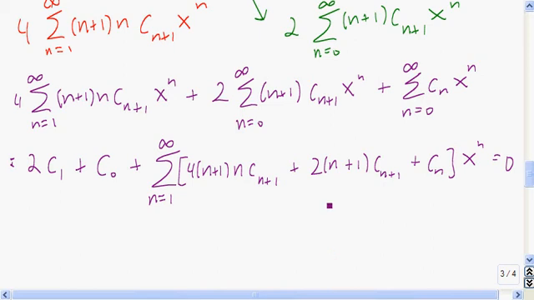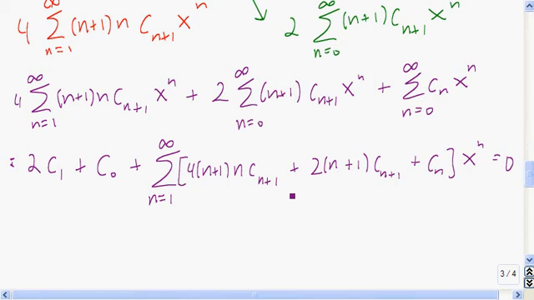Okay, all right, so now that will equal 0 because the left-hand side of the equation is set equal to 0 on the right-hand side. All right, so from this we know that 2c1 plus c0 should be 0, and then all of these guys should be equal to 0.